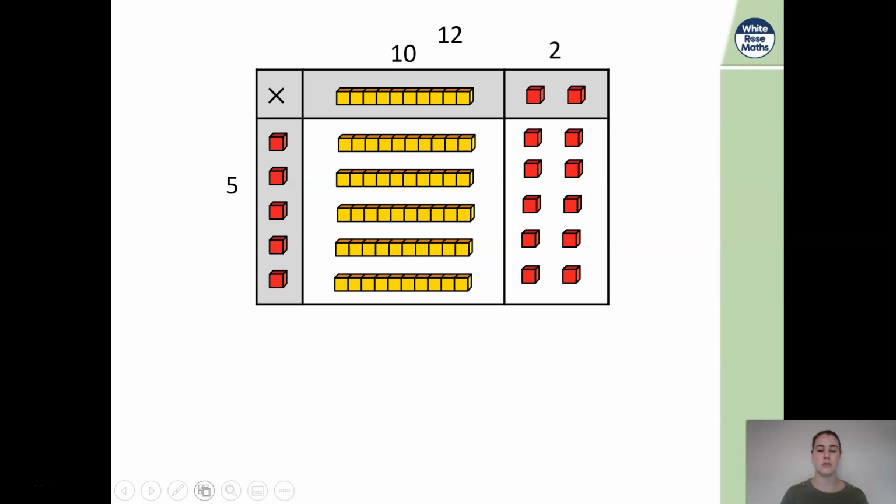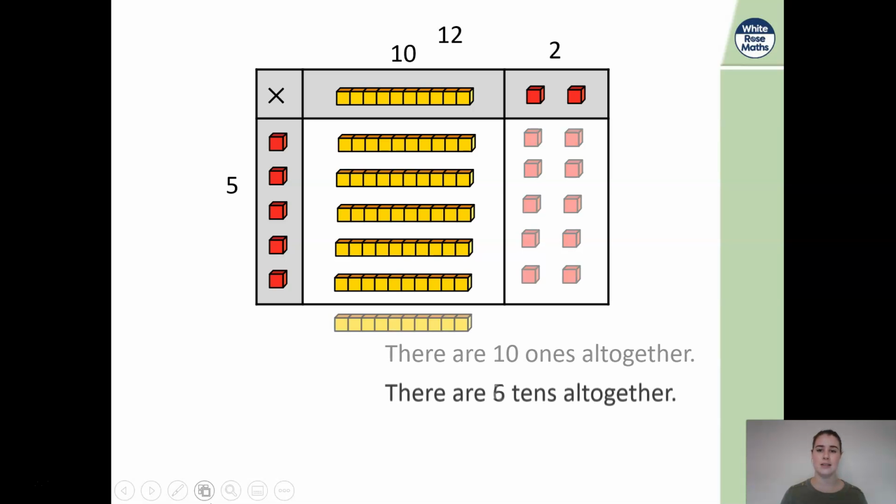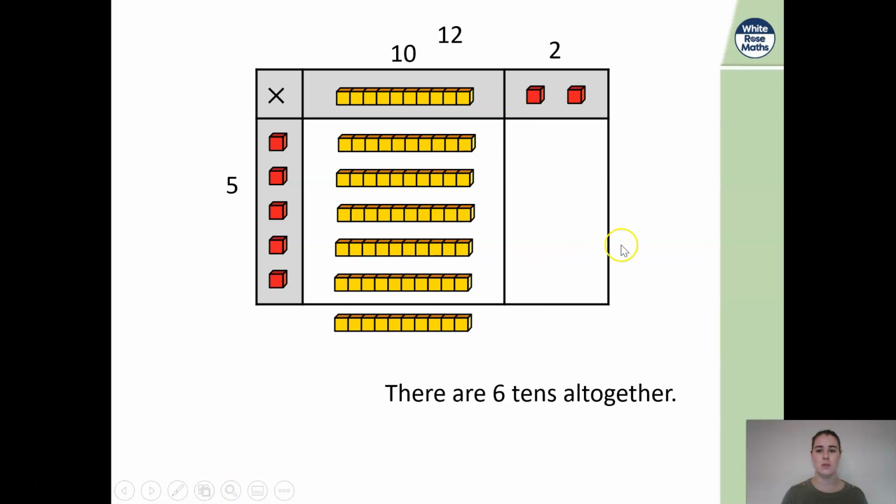So the first thing we need to consider is, well, do we need to do any carrying? We've got 10 ones altogether and 5 tens, and we can see that we had far too many ones in there, so we can exchange all 10 of those ones and replace them for another 10. Therefore, we now have 6 tens altogether, and we know that 6 tens is the same as 60.